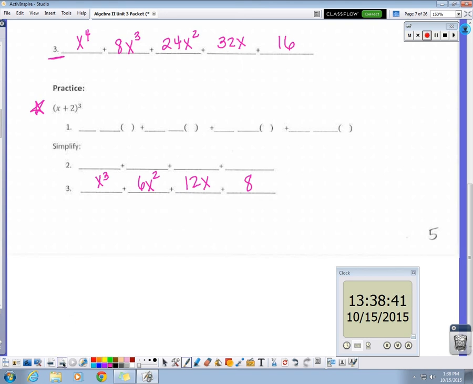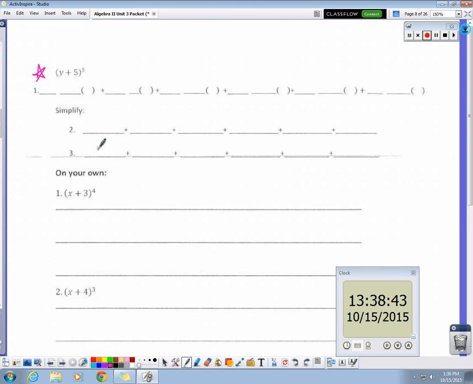Okay, the next problem. What did you get for the final answer of this one? So y to the fifth. What? Y to the 5th. 25 y to the fourth. 50 y cubed. 250 y squared. 3,125 y. Okay, that's what you should have got for that one if you attempted it, which I can tell some of you did not.